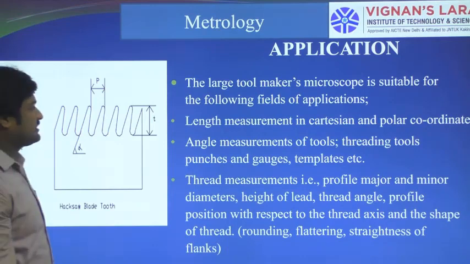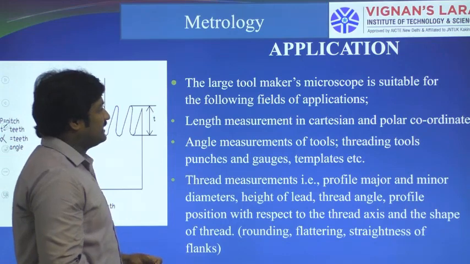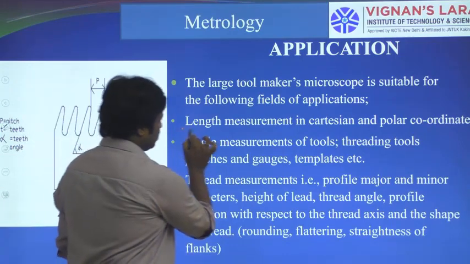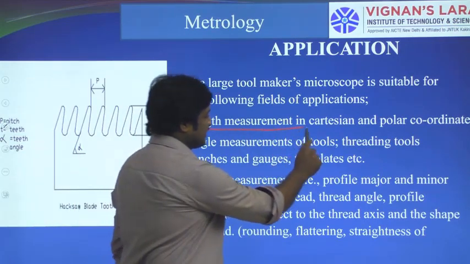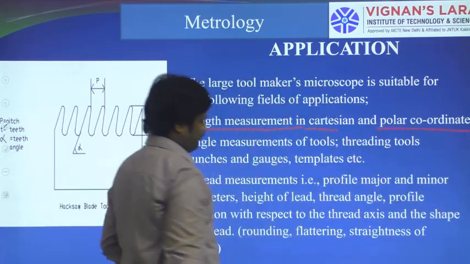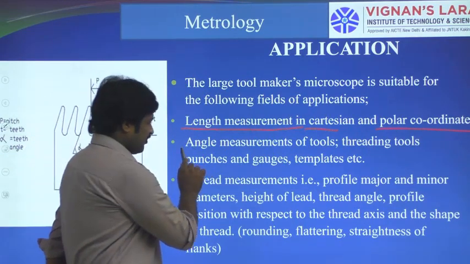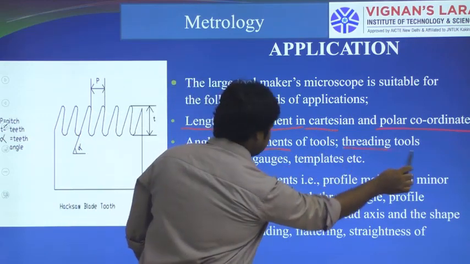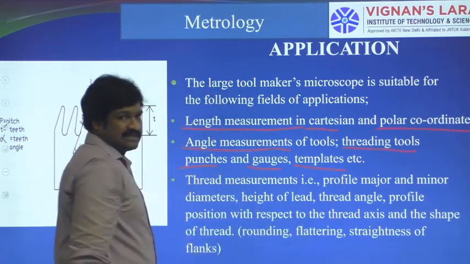Applications of the toolmaker's microscope. The large toolmaker's microscope is suitable for the following applications. Length measurements: this can be used for length measurements in both Cartesian and polar coordinates. Next, angle measurement of tools. It is used for angle measurement of tools, threading tools, punches, gauges, templates, etc.